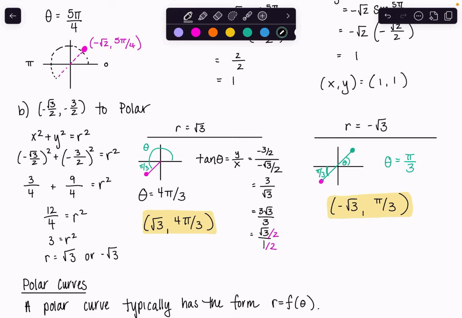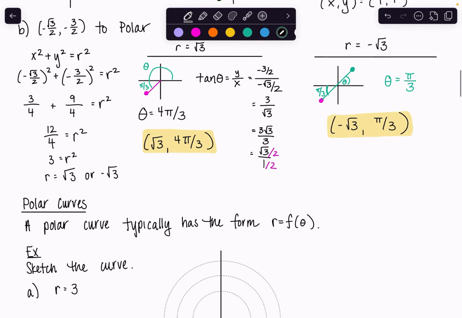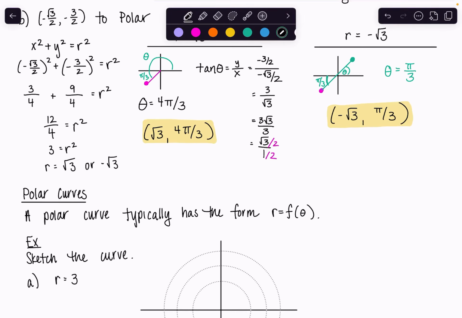So now that we have a little bit of a hang of working with this polar coordinate system, we want to talk about what graphs look like in this. So these are called polar curves. Typically the form for your polar curves is you have your r by itself, and then you have some function of theta over here.